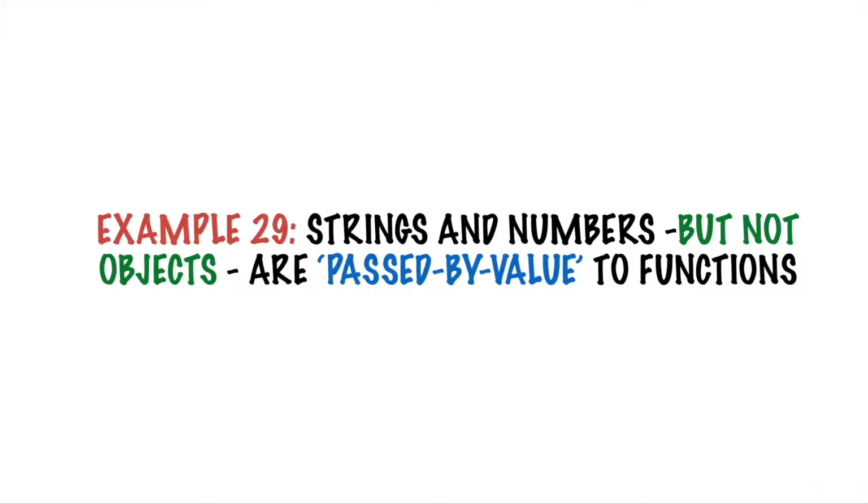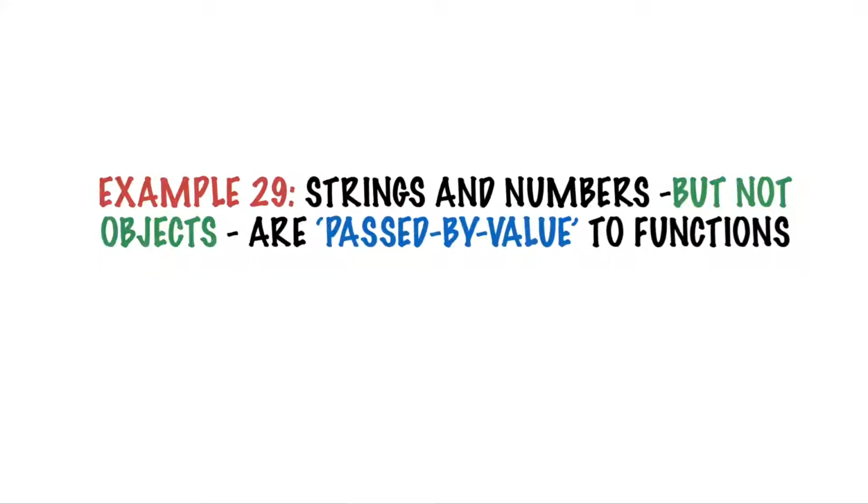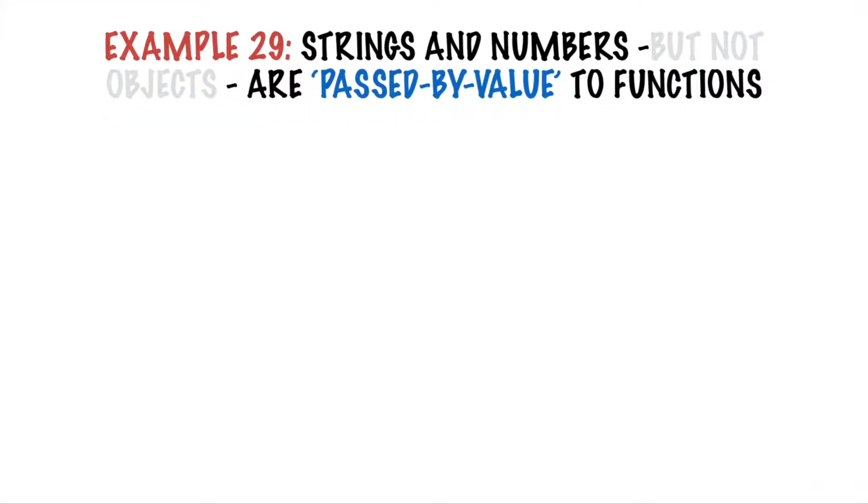Strings and numbers, but not objects, are passed by values to functions. Strings and numbers in JavaScript are passed by value when you use them as input arguments to a function. So what does that mean?